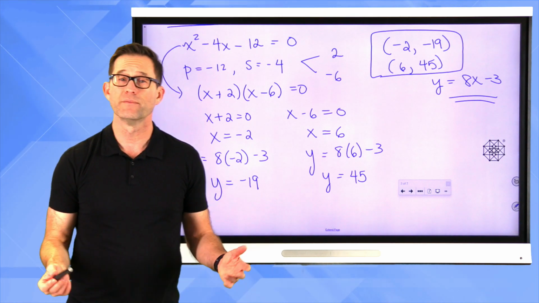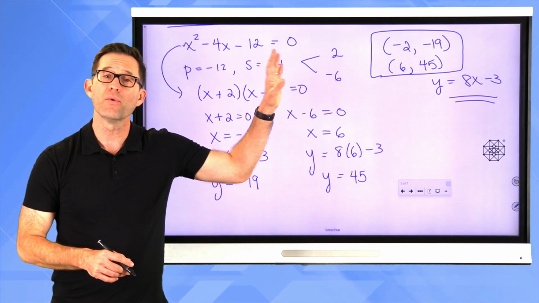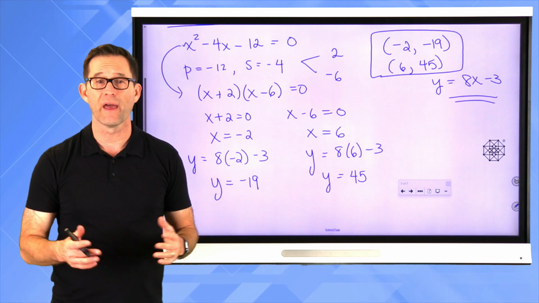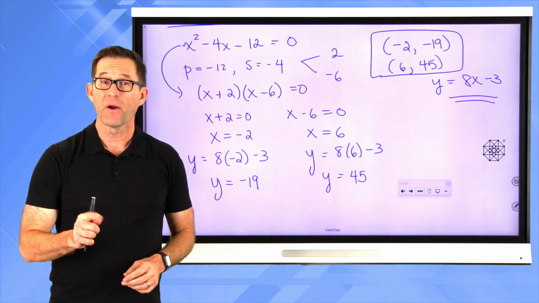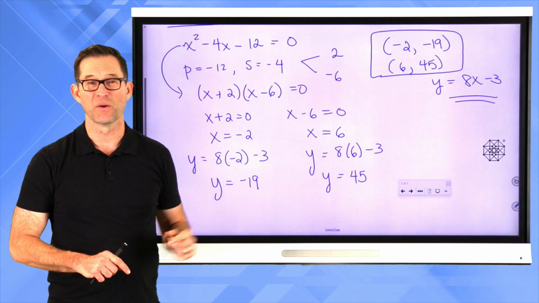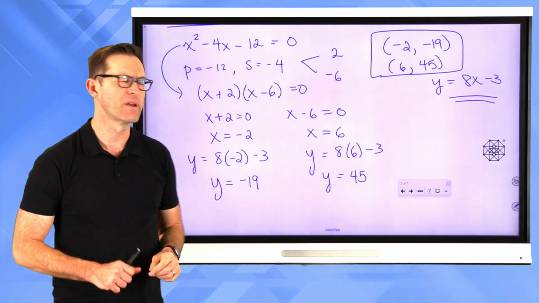Very straightforward, right? In fact, you should have been doing problems even like this as early as Algebra 1, primarily because that leading coefficient's equal to 1. Let's take a look at another problem.